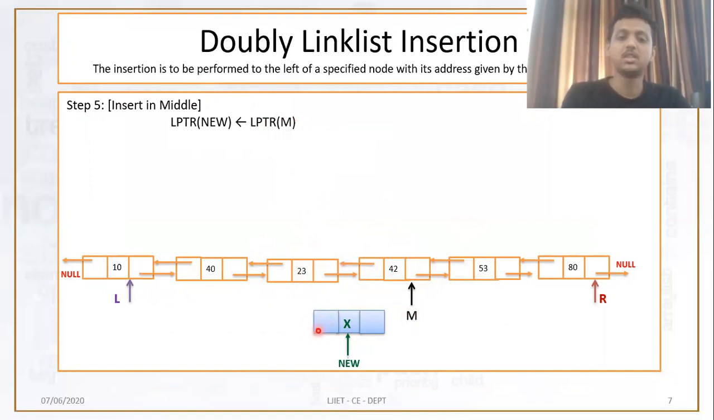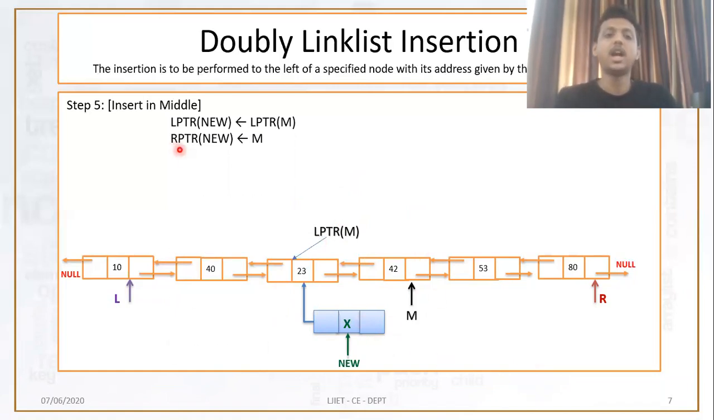So see, just focus over here on the mouse pointer. Now, this is M. This is LPTR of M. So I'm just pointing my left pointer of new to LPTR of M. See, done. The first connection is done. Now, second connection is assigning the right pointer of new to M. It is very easy to write: RPTR of new arrow M. So here RPTR of new arrow M.